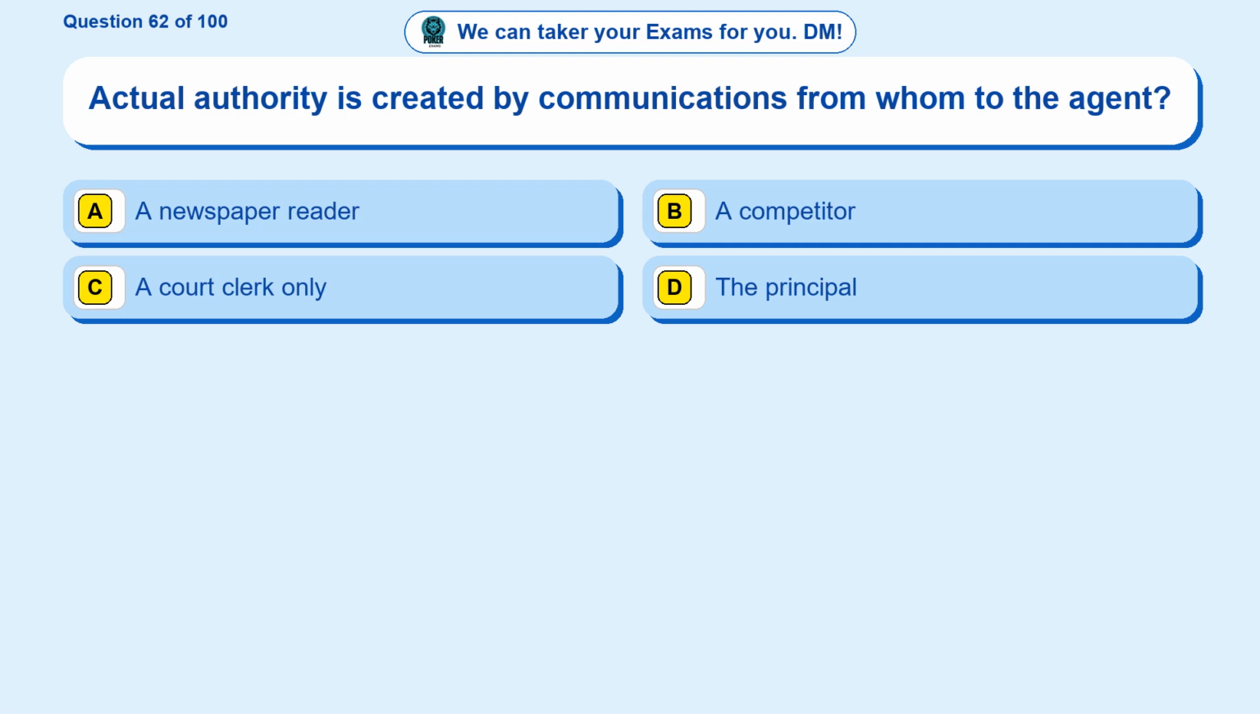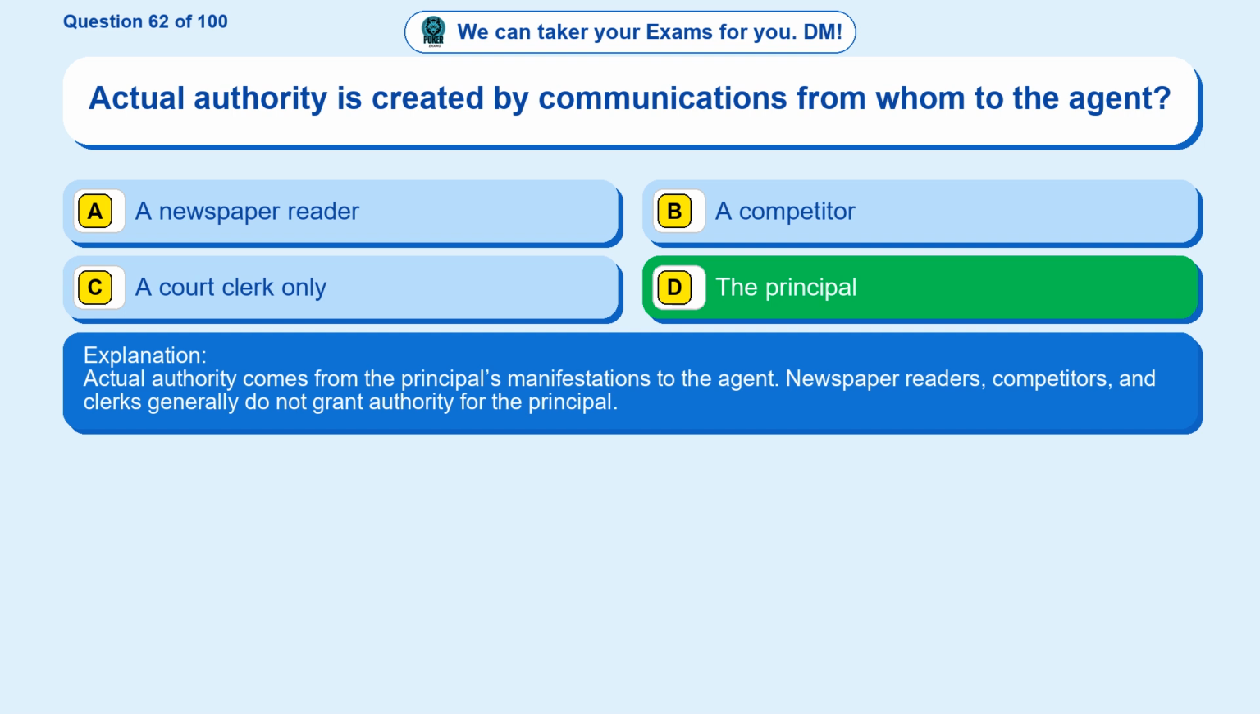Question 62. Actual authority is created by communications from whom to the agent? Option A. A newspaper reader. Option B. A competitor. Option C. A court clerk only. Option D. The principal. The correct answer is option D. The principal. Actual authority comes from the principal's manifestations to the agent. Newspaper readers, competitors, and clerks generally do not grant authority for the principal.